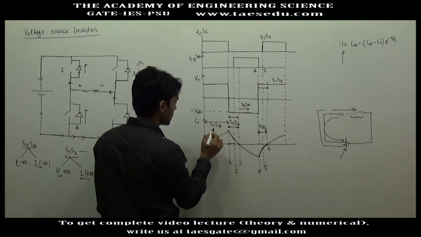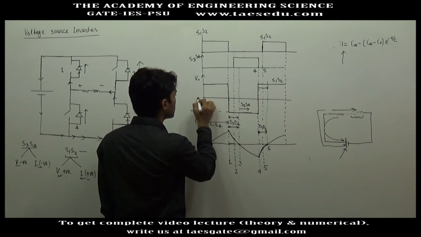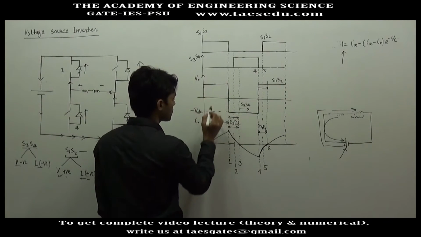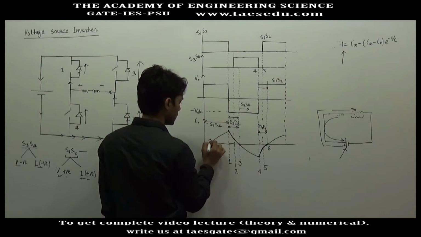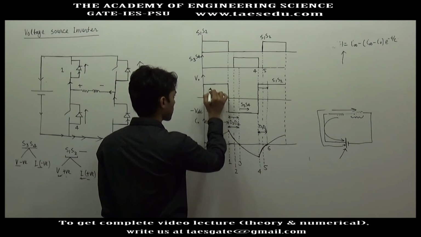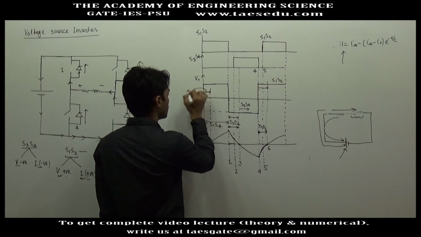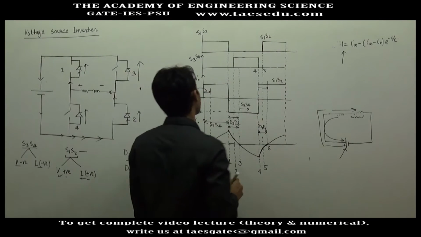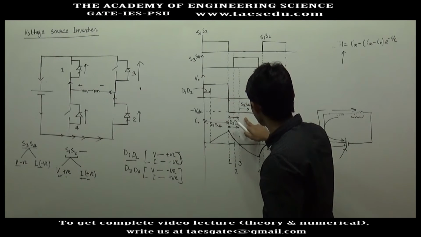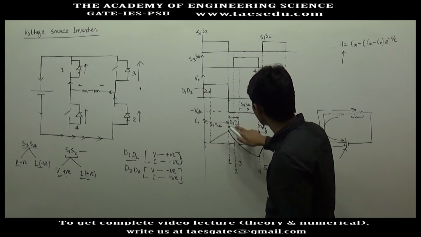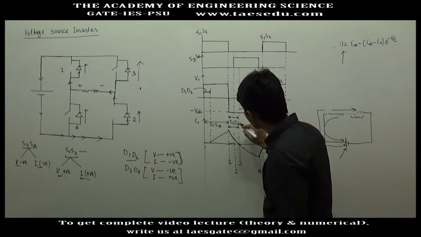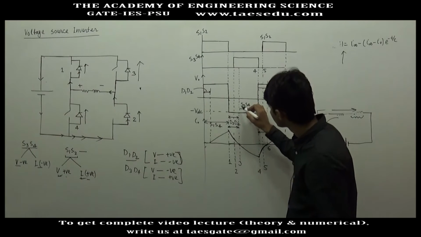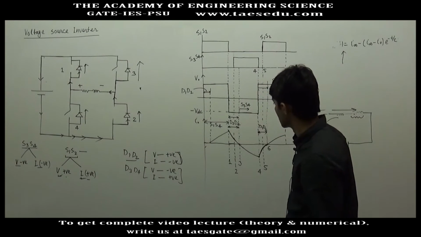So let's say at this point the output voltage starts becoming positive. So first D1 D2 will conduct. In this interval D1 D2 will conduct. In the start of either positive cycle or negative cycle, first the diode pair will conduct, and when the current through the diode pair decays to 0, then switches will start conducting.